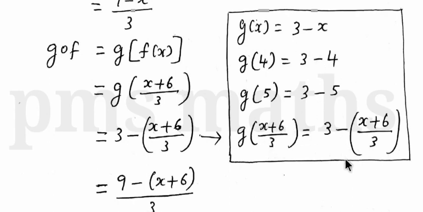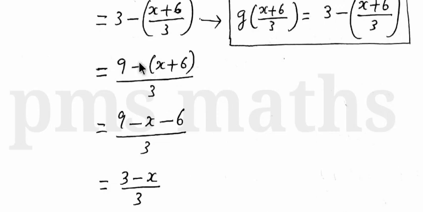Here we keep the 3, put minus, then substitute (x plus 6)/3 instead of x. This is the value of g of (x plus 6)/3, so that value can be taken here: 3 minus (x plus 6)/3. Then simplify. Here we multiply 3 and 3 by cross multiplication, because 3 is an integer and this is a fraction. 3 into 3 is 9, then put the minus sign, then write x plus 6, whole divided by this 3. Then simplify, 9 is 9.